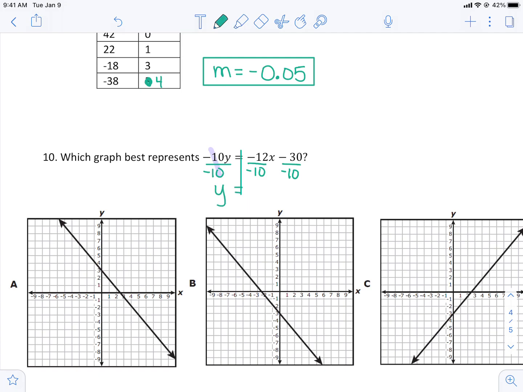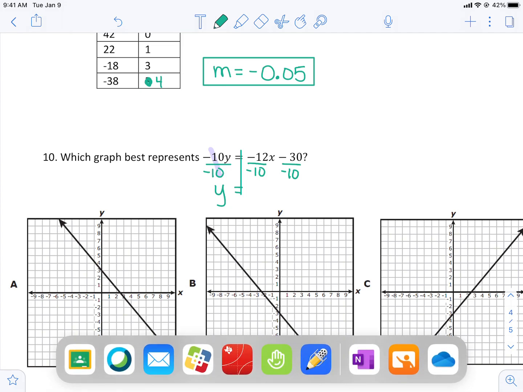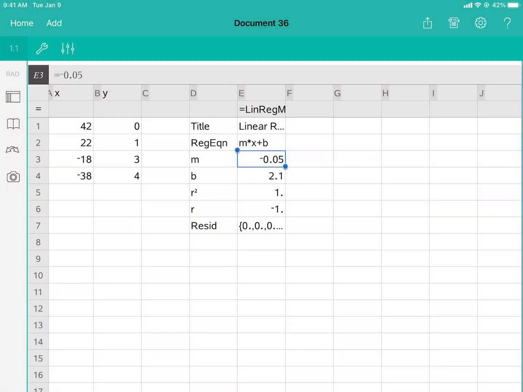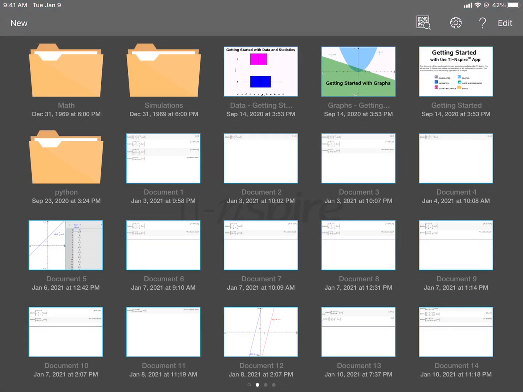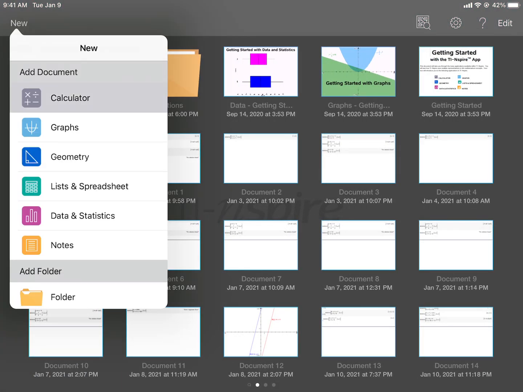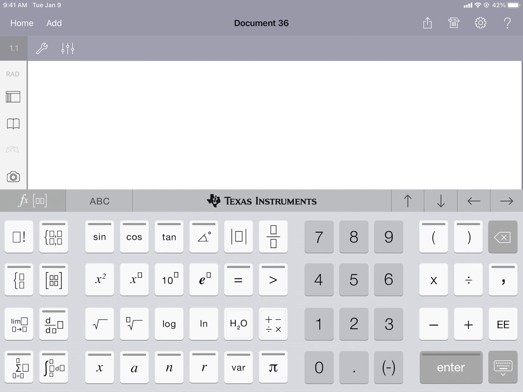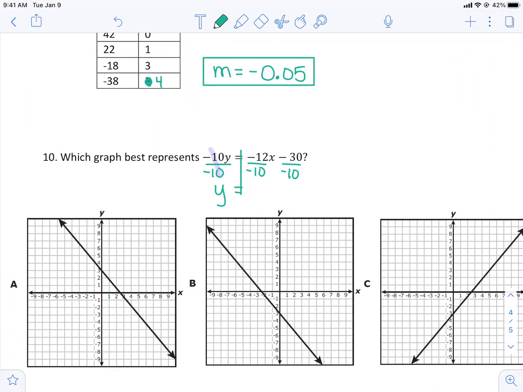And in my calculator, I'm going to type in negative 12 divided by negative 10 to see what that simplifies to. So I'm going to my calculator, I'm going home, discard my changes, or no, I don't want to save, and I want to go to the calculator feature. And again, I am doing negative 12 divided by negative 10. And when I do that, I get a positive 6 over 5. Positive 6 over 5, because two negatives make a positive in the math world.